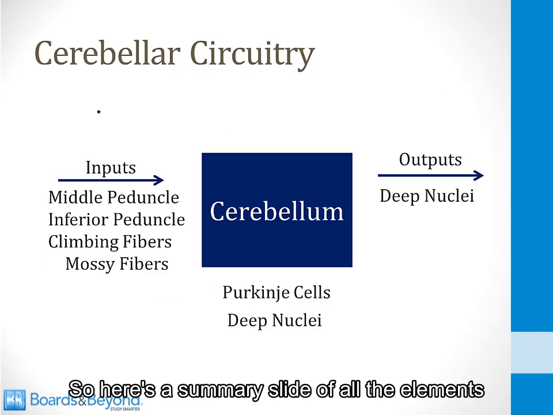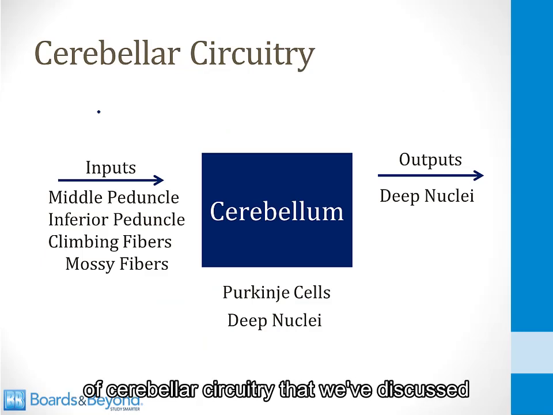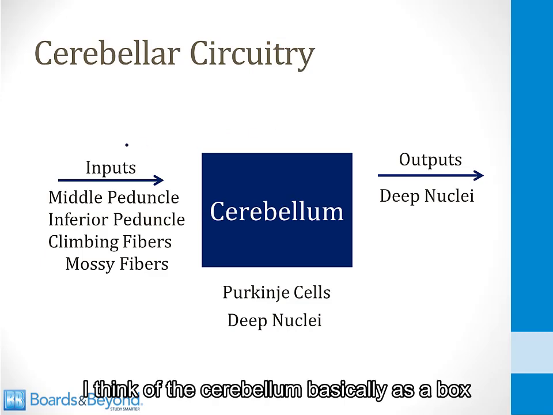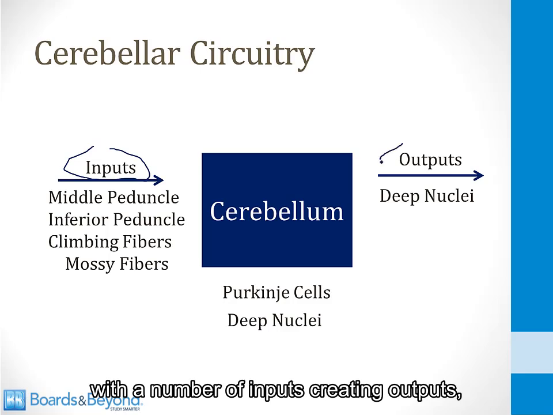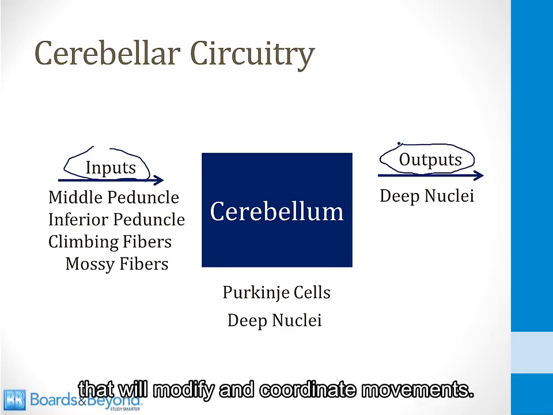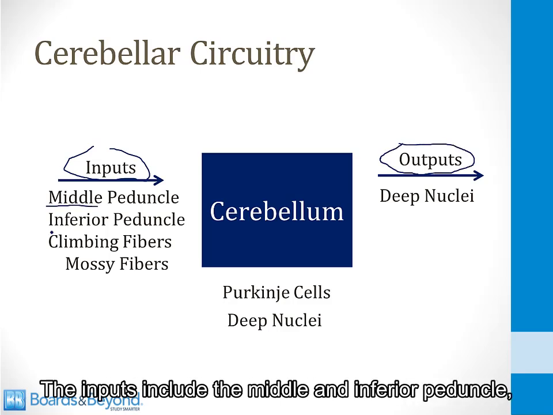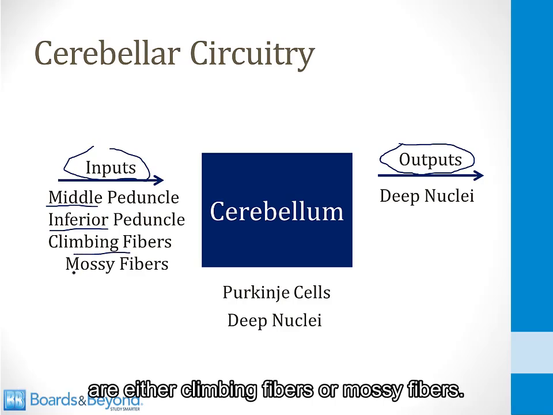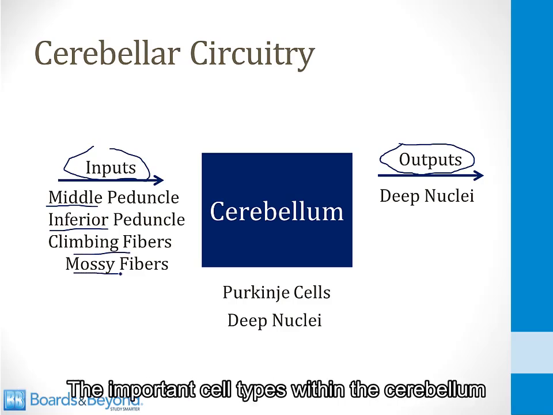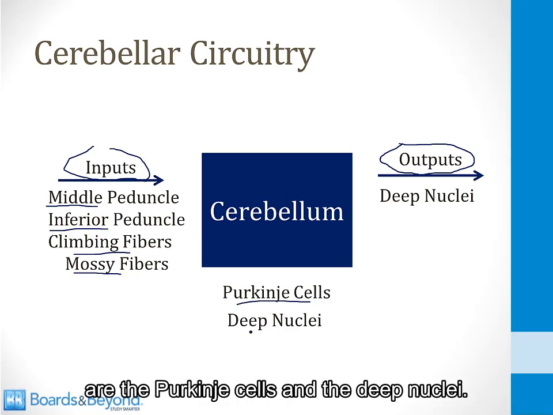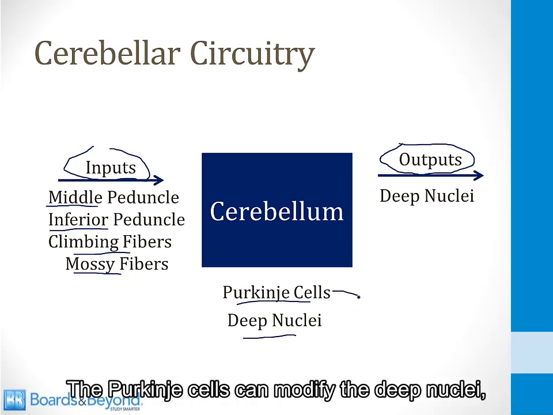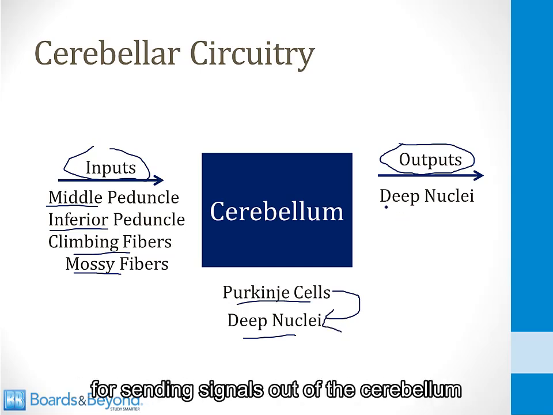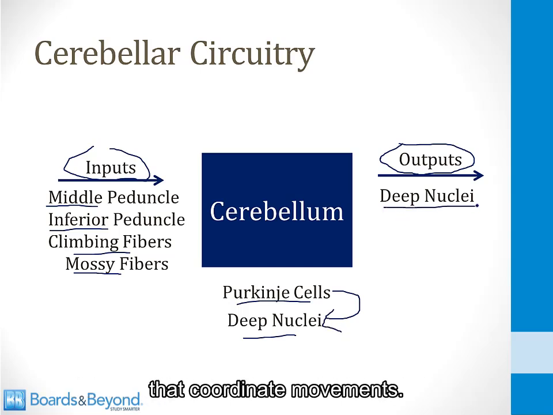So here's a summary slide of all the elements of cerebellar circuitry that we've discussed so far in this video. I think of the cerebellum basically as a box with a number of inputs creating outputs that will modify and coordinate movements. The inputs include the middle and inferior peduncle, and remember that the fibers coming into the cerebellum are either climbing fibers or mossy fibers. The important cell types within the cerebellum are the Purkinje cells and the deep nuclei. The Purkinje cells can modify the deep nuclei, and then the deep nuclei are responsible for sending signals out of the cerebellum that coordinate movements.